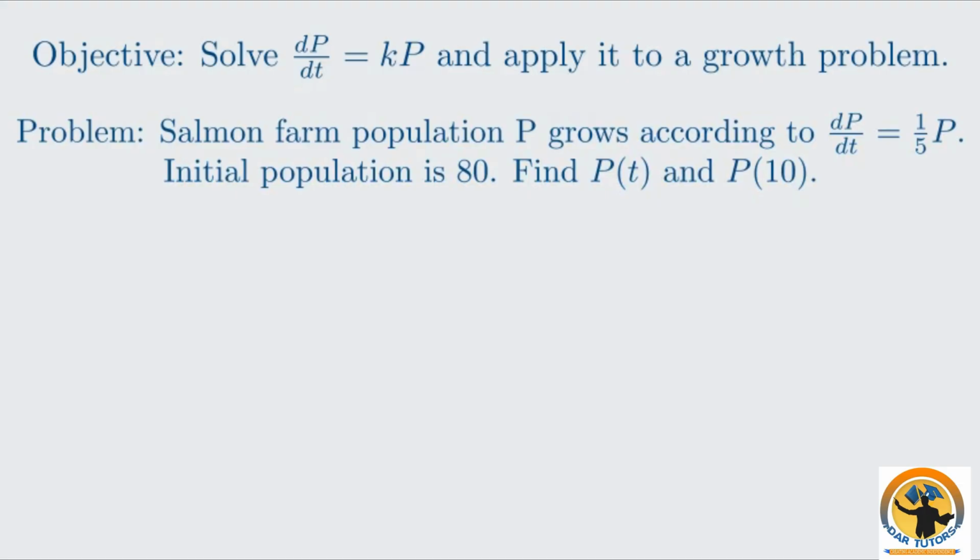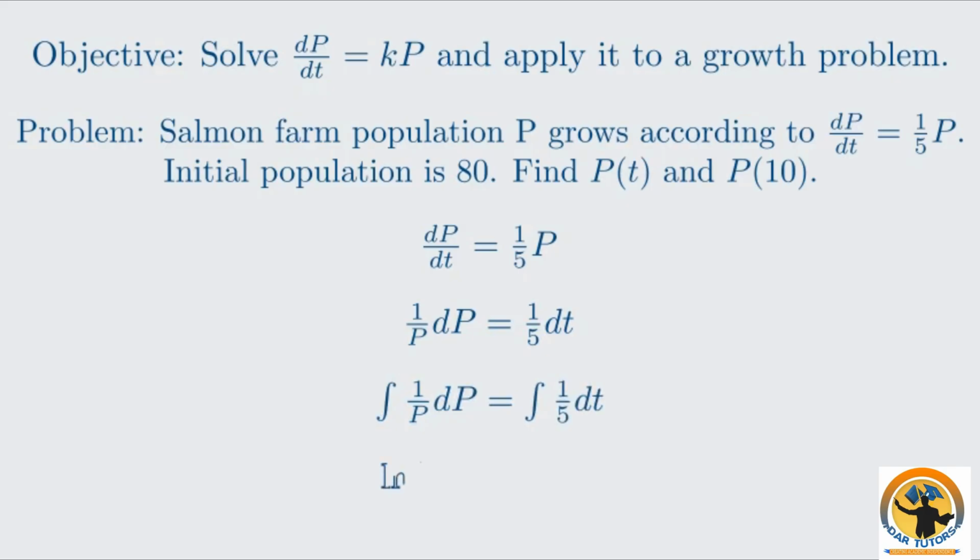We can write it as dP/dt equals 1/5 times P. Separating the variables, we get 1 over P dP equals 1/5 dt. Now we integrate both sides. The integral of 1 over P dP is the natural log of the absolute value of P. The integral of 1/5 dt is 1/5 t. We add a constant C.